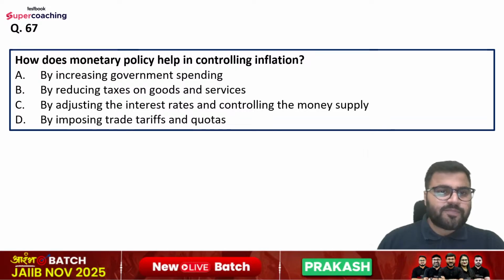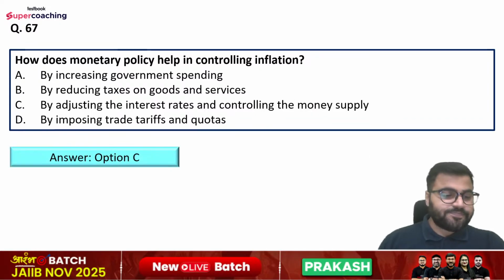Question number 67. How does monetary policy help in controlling inflation? Options are by increasing government spending, by reducing taxes on goods and services, by adjusting the interest rates and controlling the money supply, or by imposing trade tariffs and quotas. So right answer is option number C here.